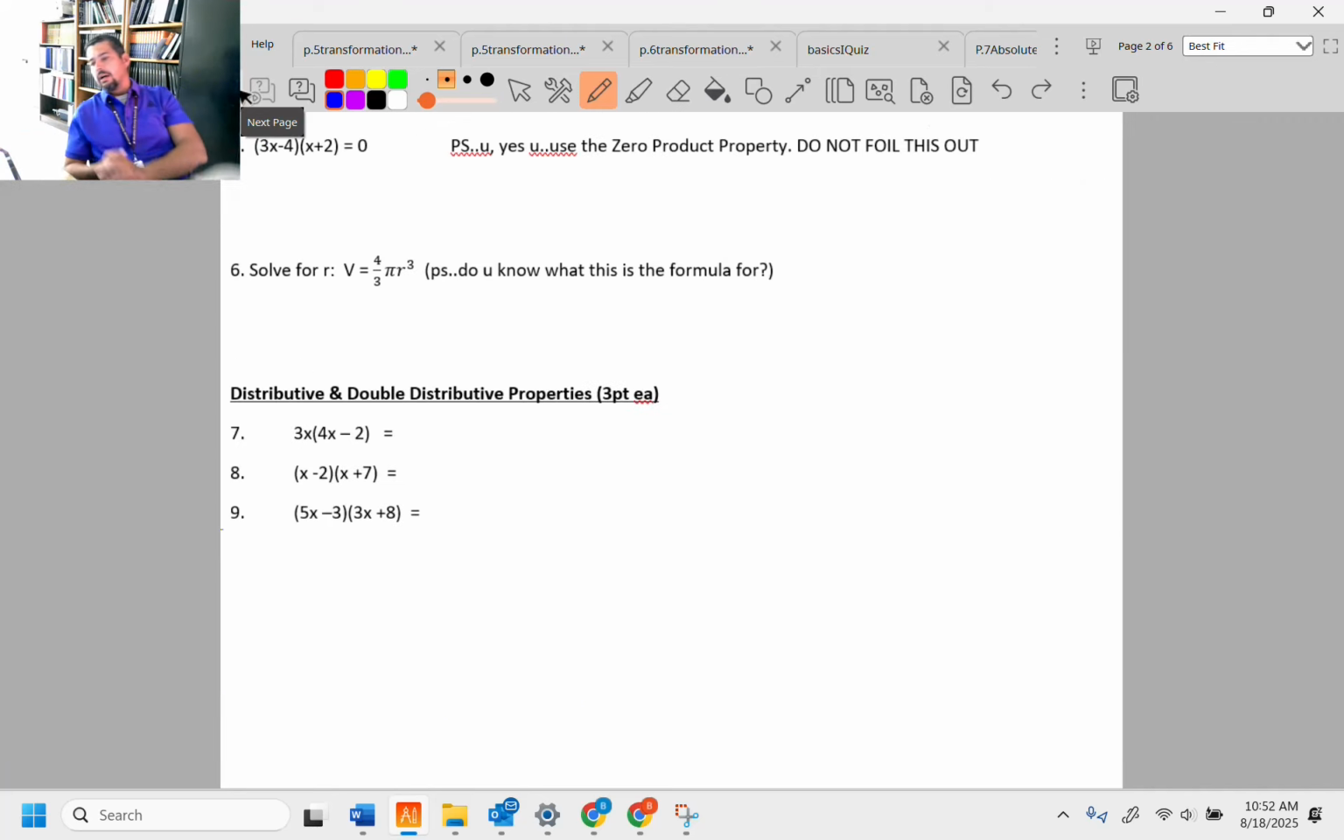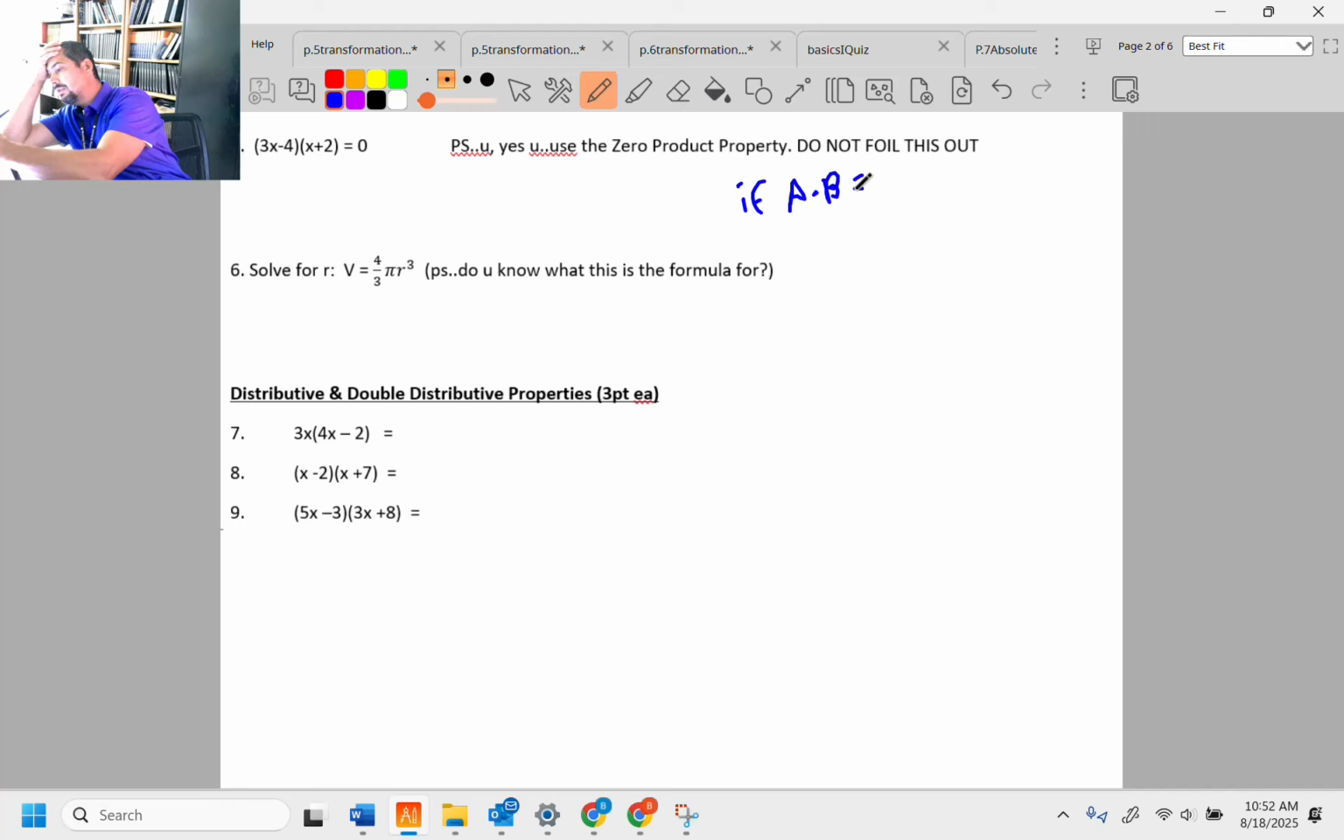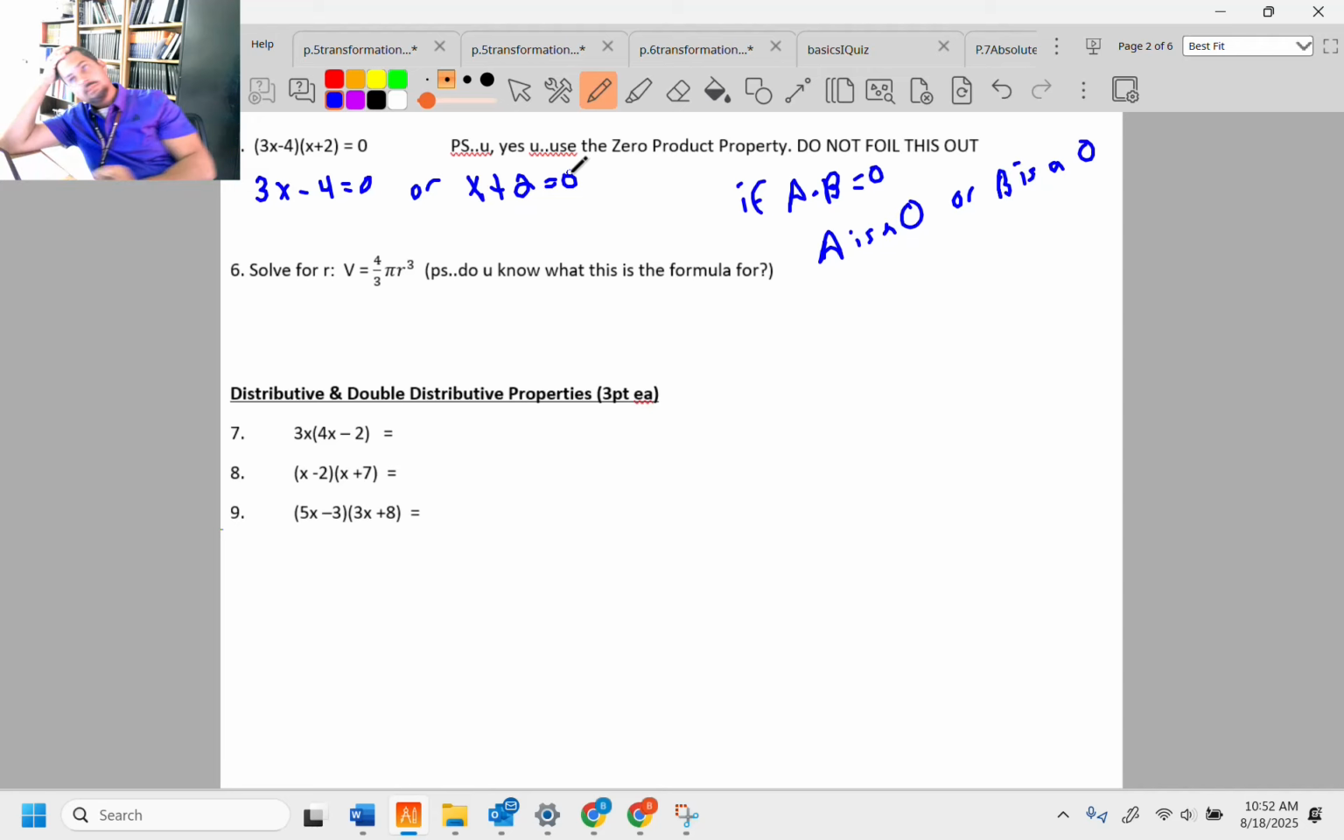All right, so on number 5, the intention here is for you to use the zero product property. The zero product property says if you have two things that are multiplied together to equal 0, A is a 0, or B is a 0. Now what that means is that 3x minus 4 equals 0, or x plus 2 equals 0. I'd say about 2/3 of you got the zero product property right on the last quiz. Lots of room of improvement right there. The zero product property is such a basic skill.